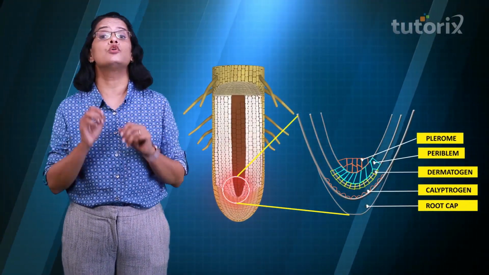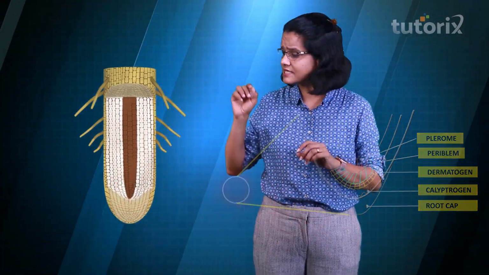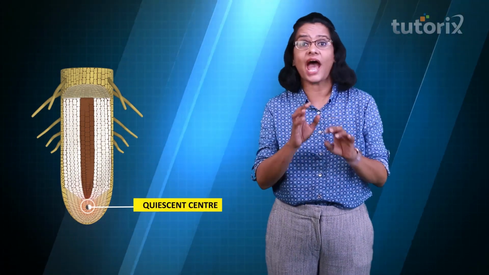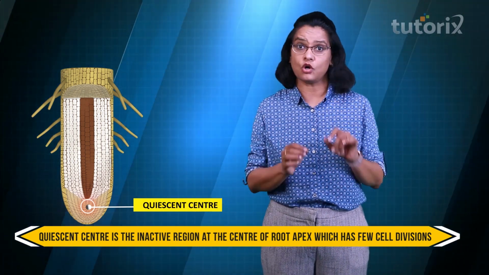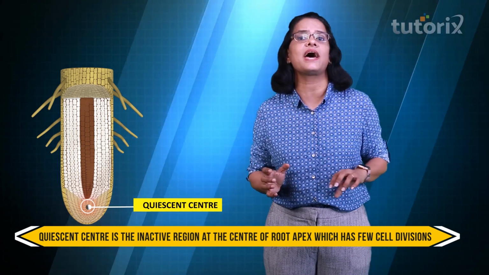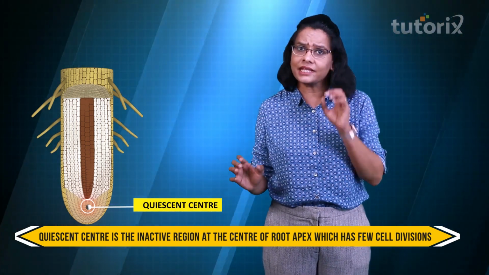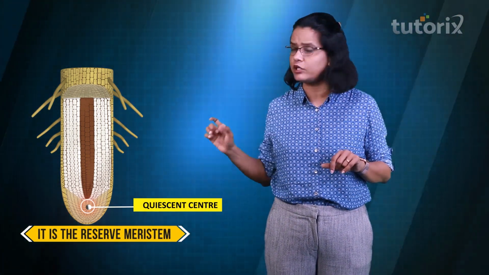Now guys, apart from these four regions in the root apex, there is another interesting region which is found in the center of the root apex, which is known as the quiescent center. So as the name suggests, it is a quiescent center, which means that this center is an apparently inactive region of the root apex. So the quiescent center has very few cell divisions in it and is apparently an inactive region. And therefore it serves as a reserve meristem in case of root apex.